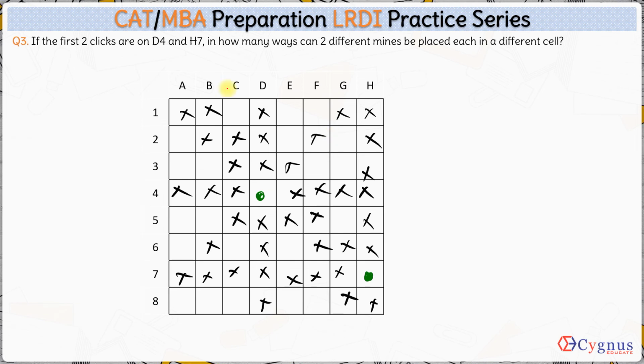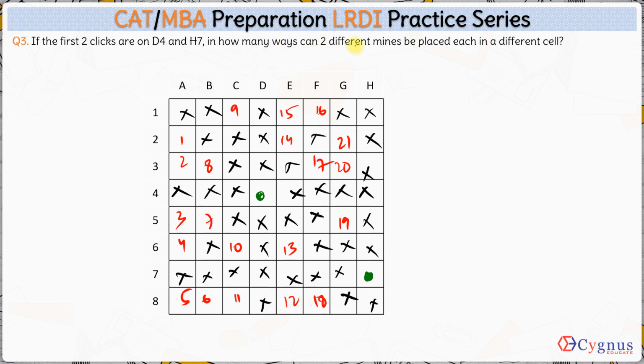So how many cells are there in which a mine can be placed? Let's count them. 1, 2, 3, 4, 5, 6, 7, 8, 9, 10, 11, 12, 13, 14, 15, 16, 17, 18, 19, 20 and 21. So there are 21 cells in which mine can be placed.